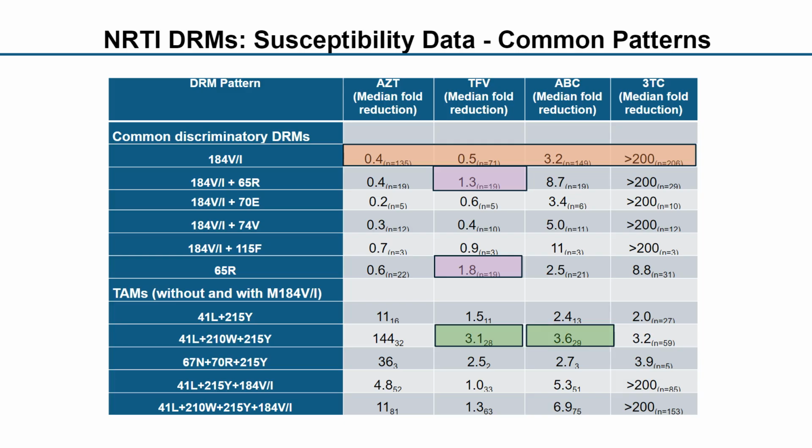The presence of multiple TAMs, especially the M41L plus L210W plus T215Y combination, often referred to as type 1 TAMs, results in a 3 to 4-fold reduced susceptibility to tenofovir and abacavir. For tenofovir, this TAM-associated resistance is partially offset when M184V and I are present.